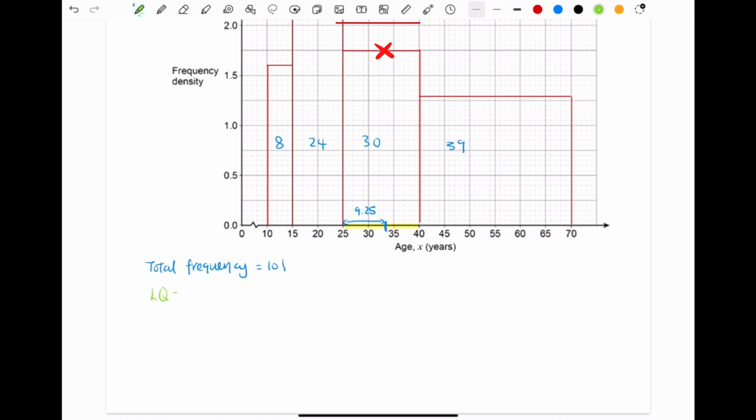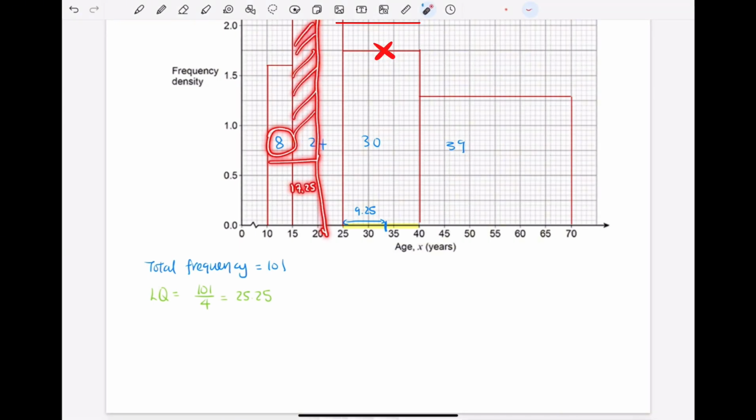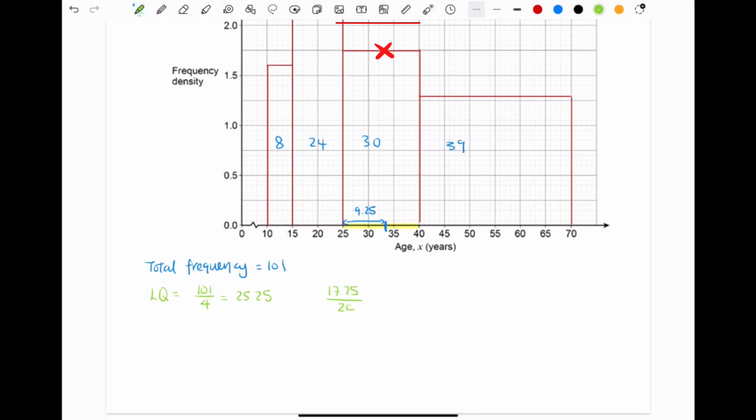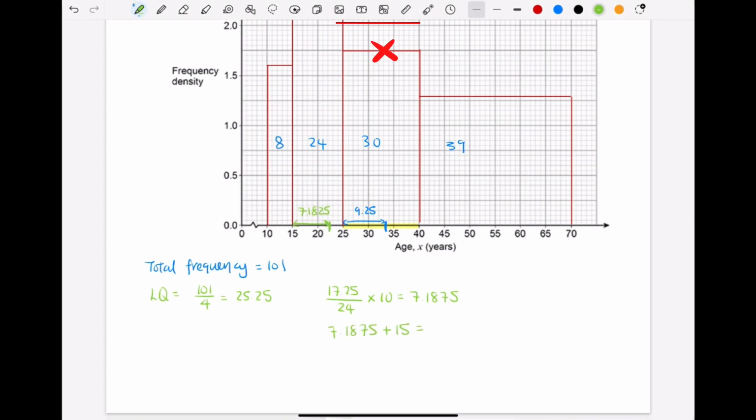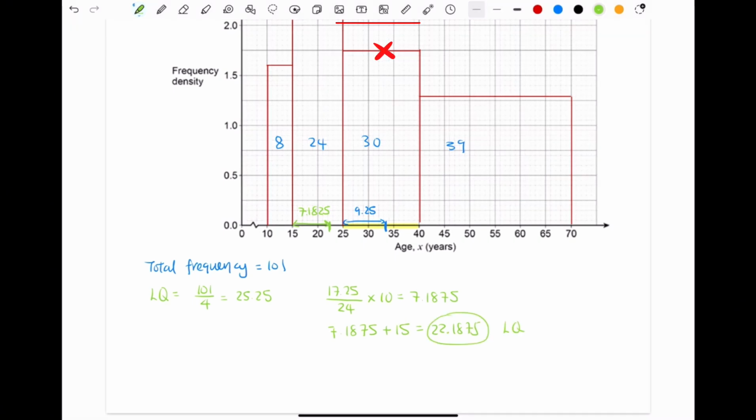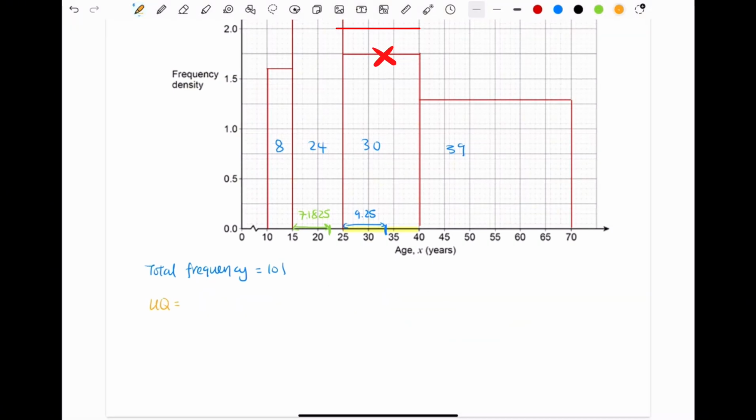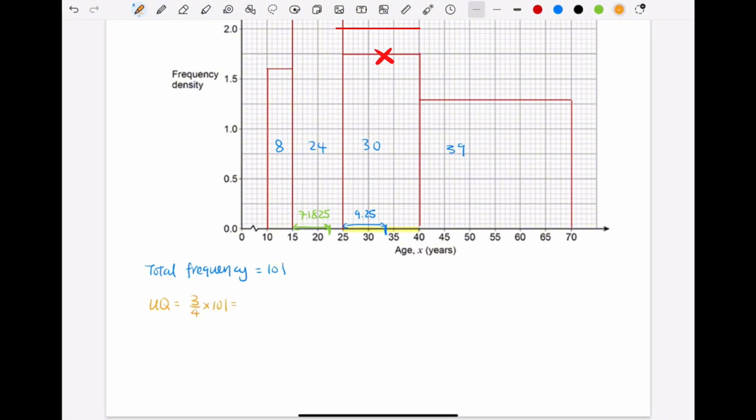Now let's look at the lower quartile. The lower quartile is the first quarter of the data, which is the 25.25th data. Now as we can see, it's going to be in the second class. It's going to be the 17.25th in the second class. So we want 17.25 out of this 24 data, and for the class width it's 10, so we are 7.1875 into the class. After adding the lower bound, we'll be able to estimate the lower quartile, which is 22.1875.